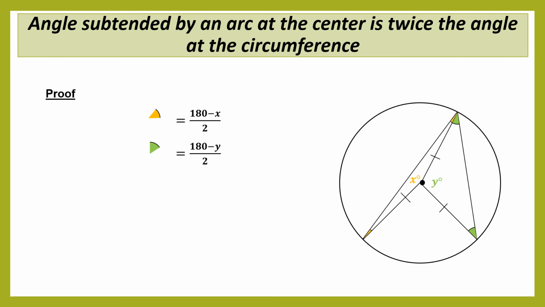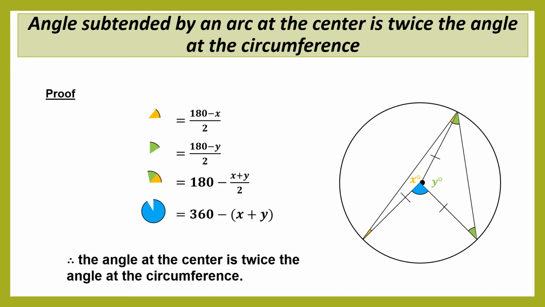So if I add these 2 angles together on the circumference, I can say (180 minus (x plus y)) divided by 2, which means if I take the angle in the center, which says that angles around a point are always 360, so what I can say is that angle blue will be 360 minus (x plus y). In this case, I can prove that the angle at the center is twice the angle at the circumference. Don't worry, let's take one more example of the same equation.